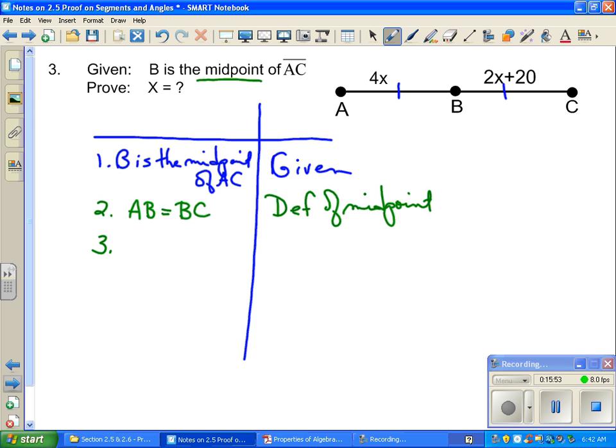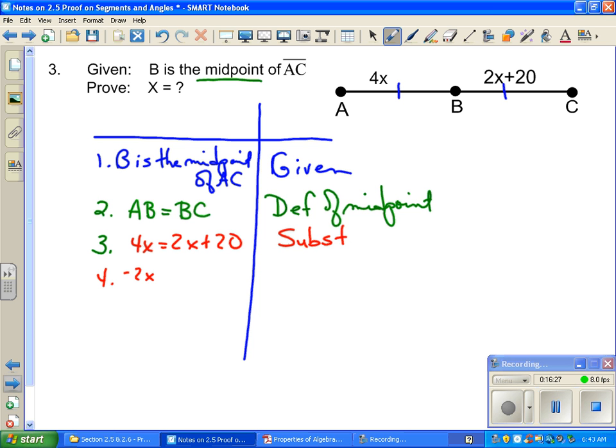Now, once we have set up our equation, then we can plug in what each piece of our equation represents. So AB is 4x, and BC is 2x plus 20, and I have substituted in what those letters represent, so that's the substitution property. And then I just start solving. Regular old everyday solving equations. So I know that I only have two terms on one side and one on the other, but the x's aren't all on one side.